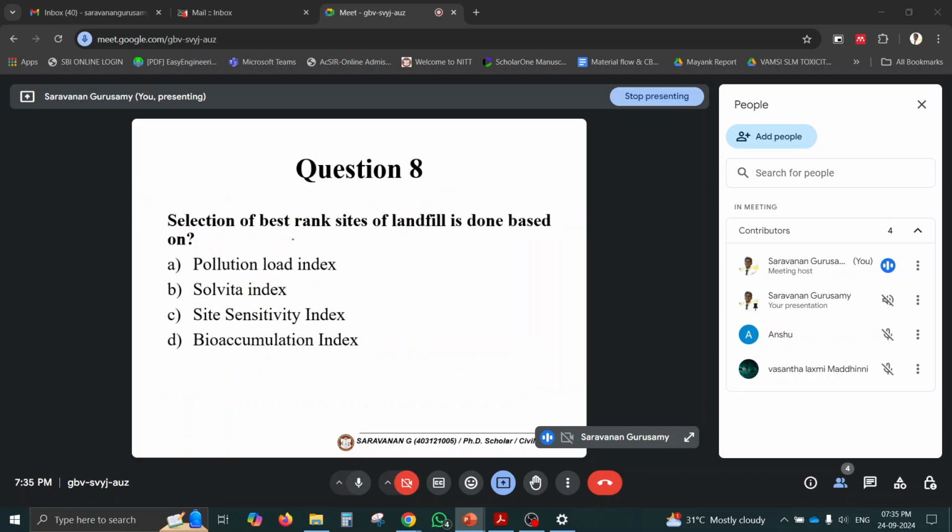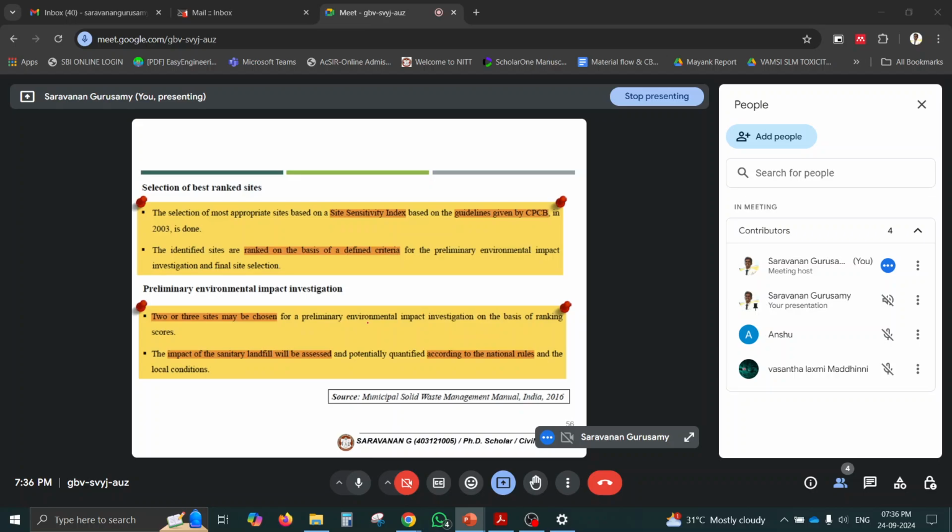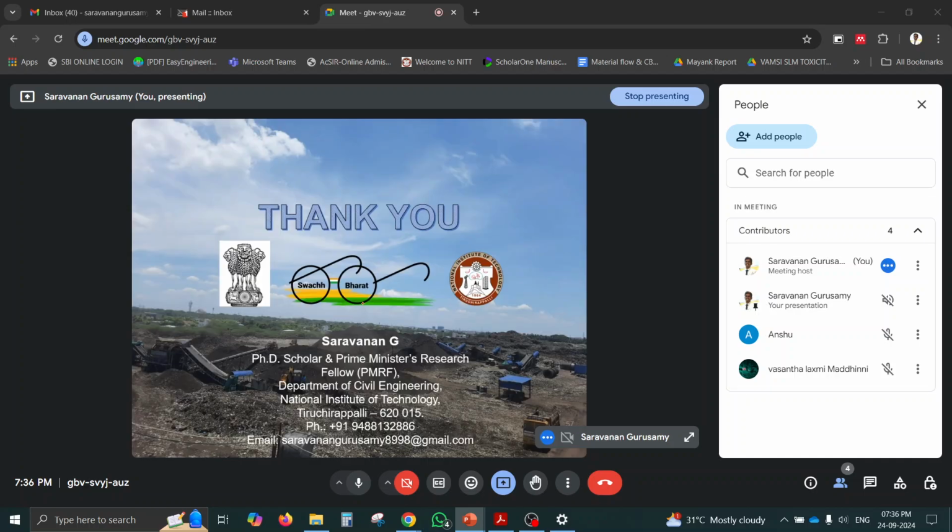Then selection of best ranked sites of the landfill is done based on. So this we have already discussed, the site sensitivity index. That's the site sensitivity index to choose the best ranked sites.